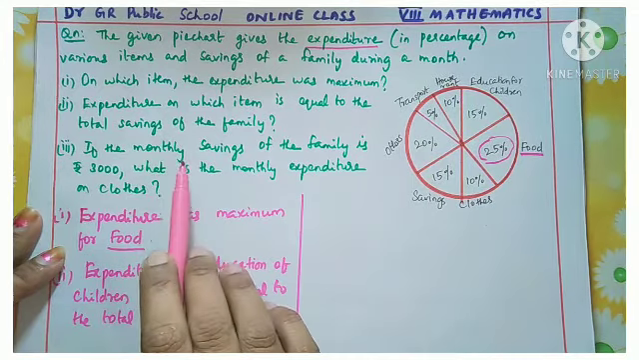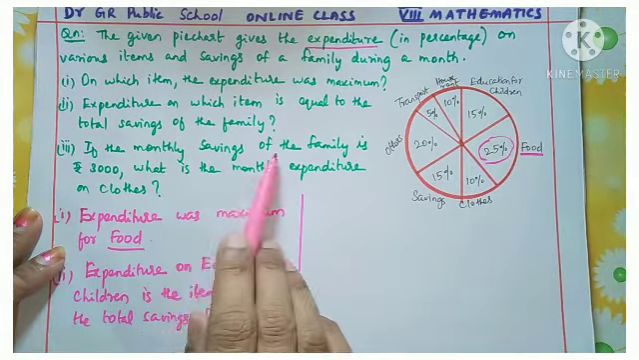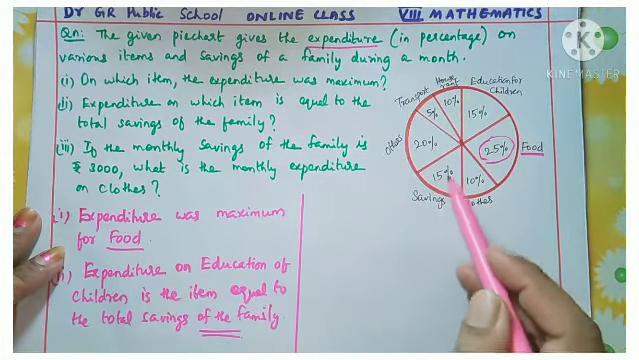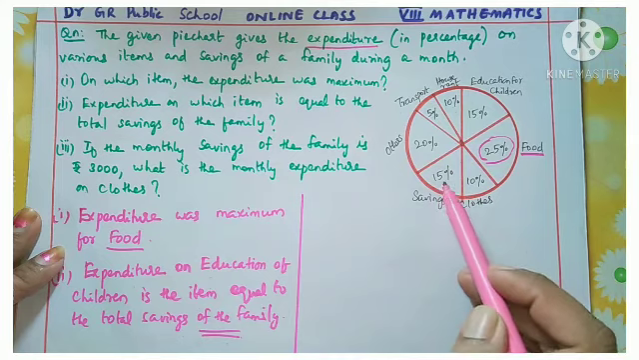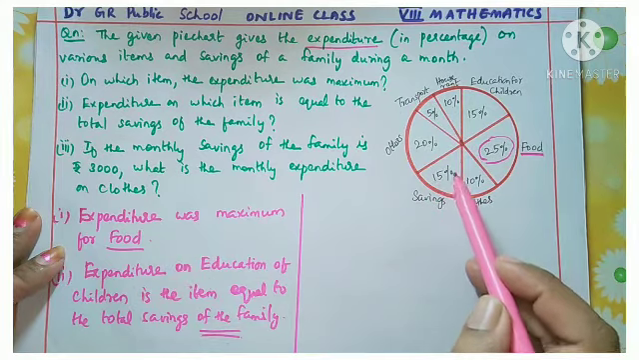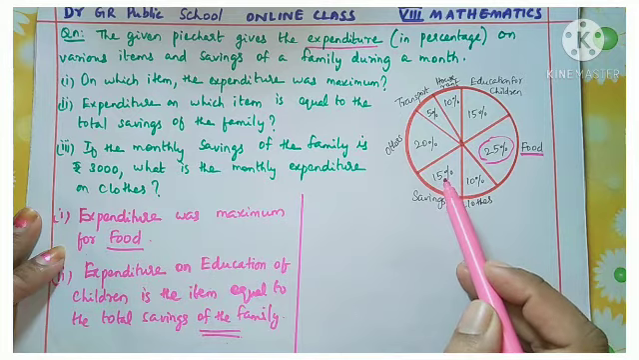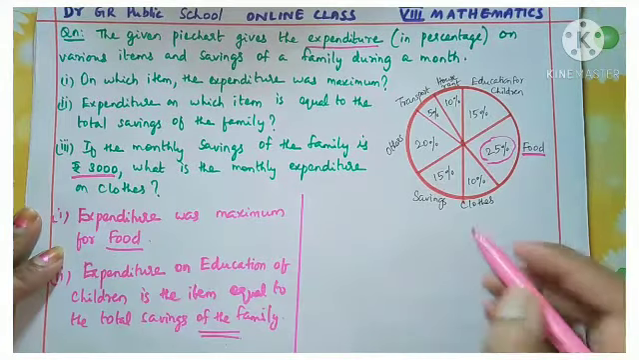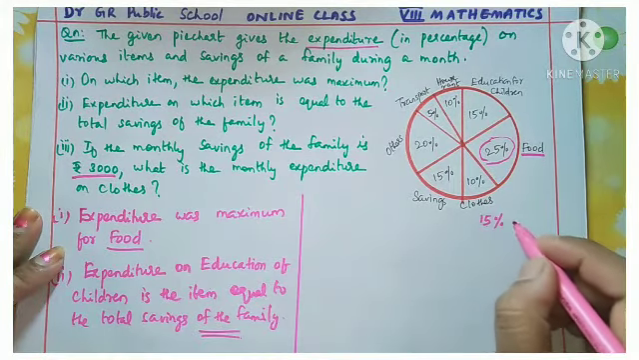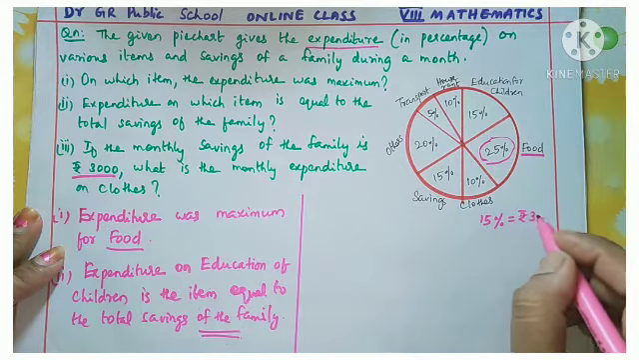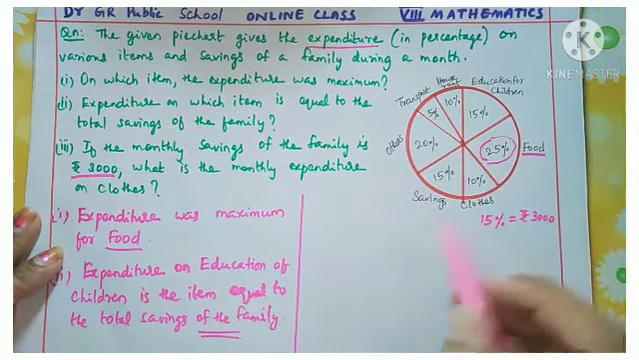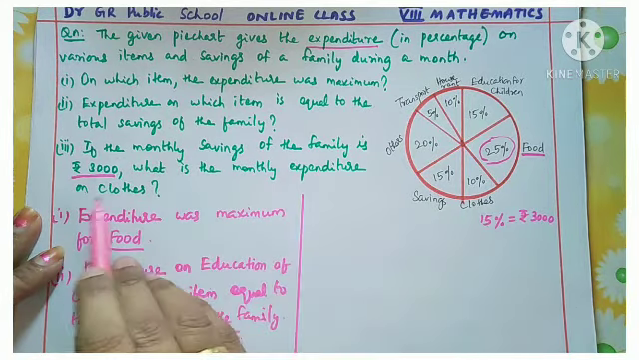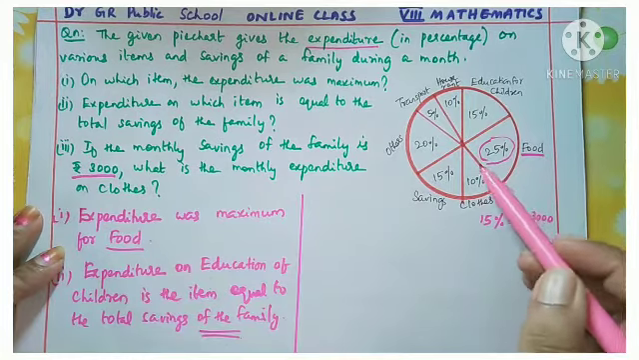Okay, so it is given monthly savings of that family is 3000 rupees. So you come to the pie chart. What is the savings percentage? 15%. So here it is given in percentage, and this savings percentage is equal to how many rupees? Rupees 3000. Okay, so this 15% savings is equal to 3000 rupees. That is what is given, and we need to find out what is the monthly expenditure on clothes. So for clothes, you see how much?